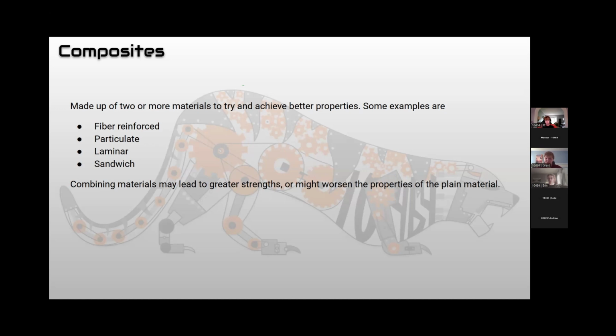This is for combining different materials together, whether it be metals and plastics, different plastics, different metals, whatever it may be. Composites are just a combination of all those combined together. This can lead to greater strengths in your parts, but it can also lead to greater weaknesses if you don't have the right knowledge or mindset of how you combine these different materials or parts together.